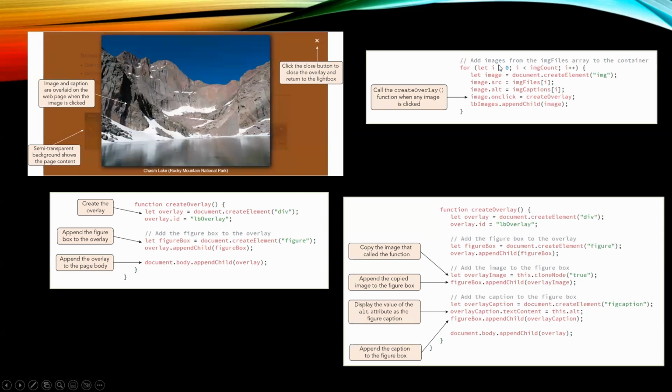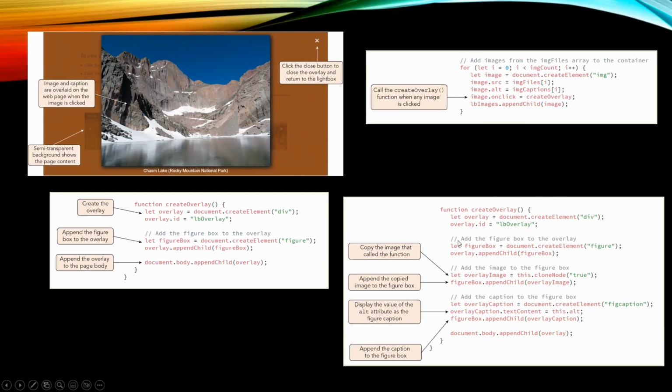So here we're going to add image array to the container. So we're going to create here image on click create overlay. So if your user is to click on any of the images, it is going to create overlay, which displays that overlay of the larger file on top of your lightbox.